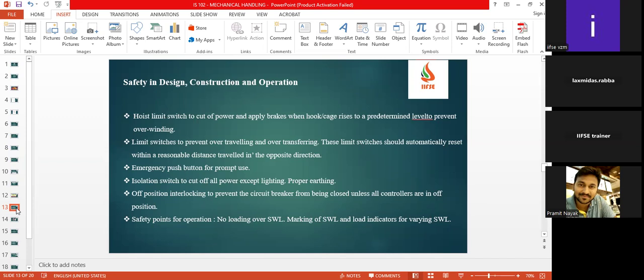So there will be a sensor. Once it reaches the maximum point, close to the wire rope drum, it will cut off. Even though you are pressing the button to raise the hoist, it won't operate. In the same way, if you have multiple cranes in your single workshop, there will also be anti-collision sensors. That is also one kind of engineering control to avoid them hitting each other.